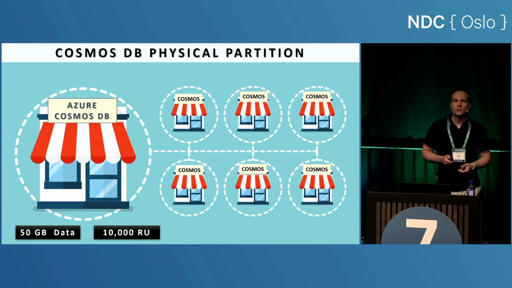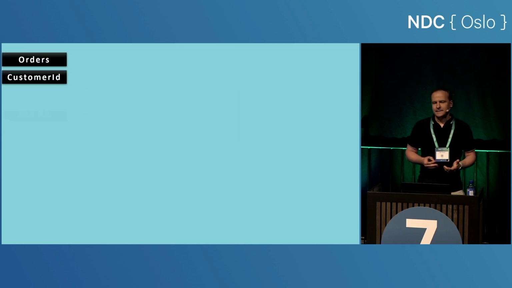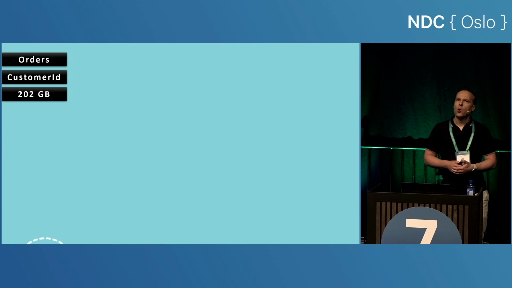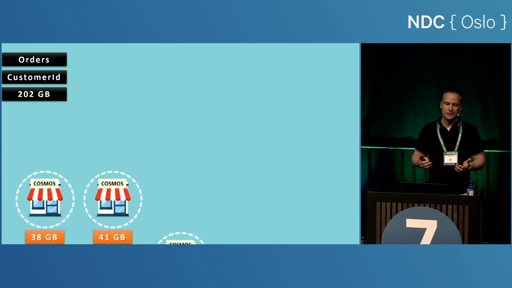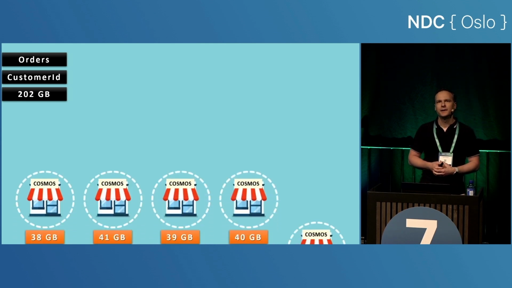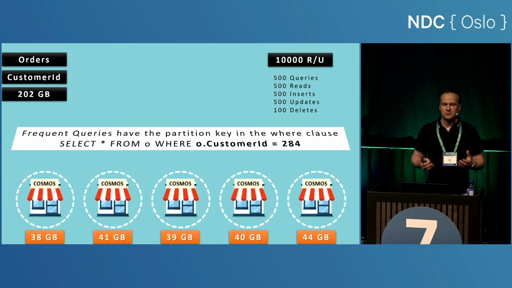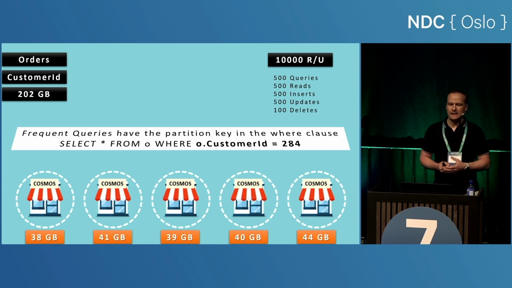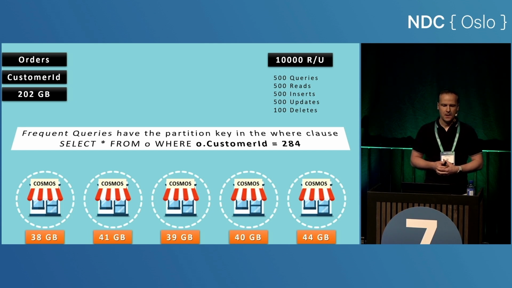So let's actually look at one example here. Let's say we are saving orders, and we pick the customer ID as our partition key, and it looks like we have 202 gig of data. And also we have the 10,000 request units. So now, by just looking at the numbers, you can easily create a diagram. We have 202 gig, so we are handling 5 servers here.